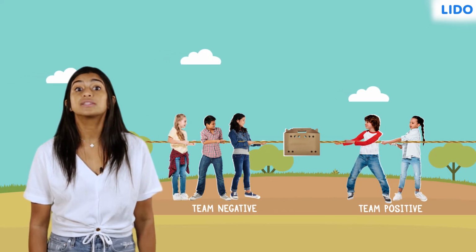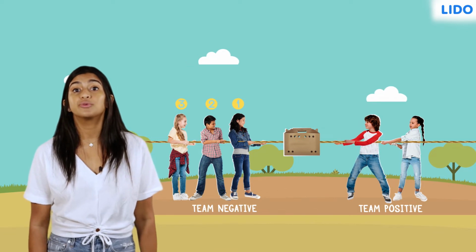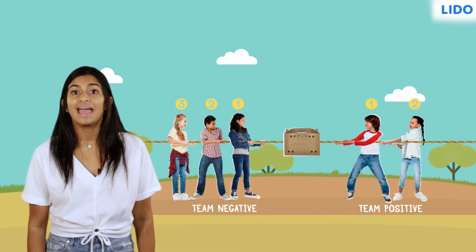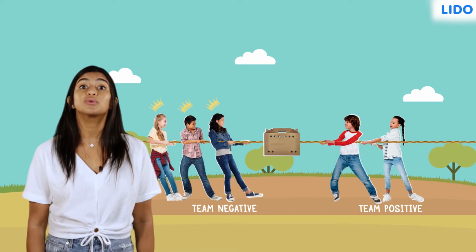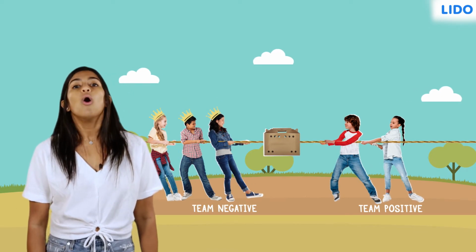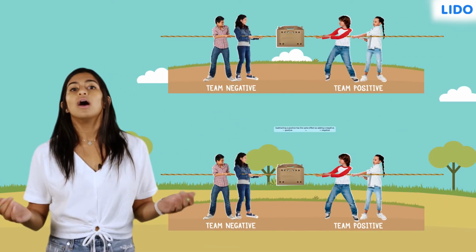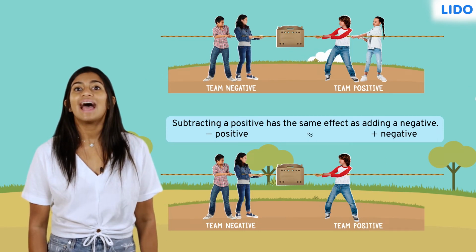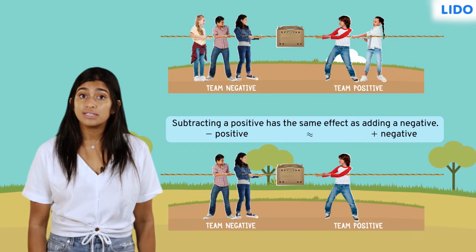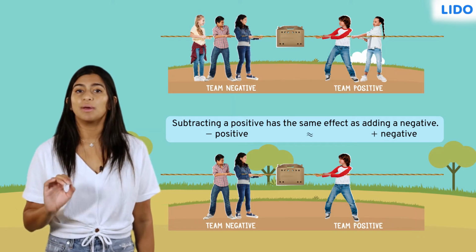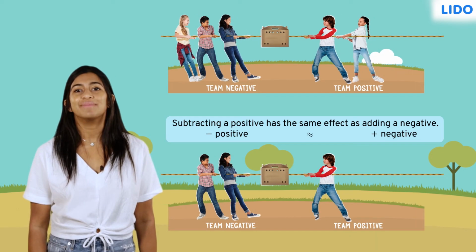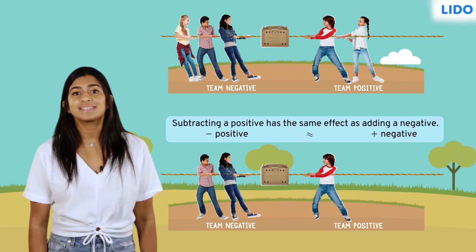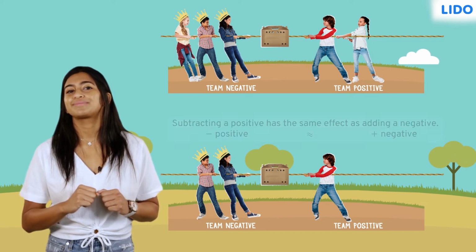Team negative now has 3 players as compared to the 2 players of team positive, and this results in the box moving towards them. What can we conclude from this? We can say that subtracting a positive has the same effect as adding a negative, because in both the cases, the box moves towards team negative. In both the cases, team negative will win.